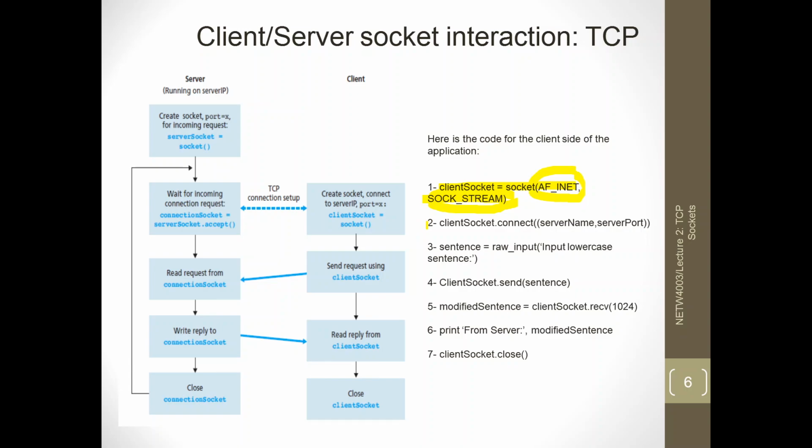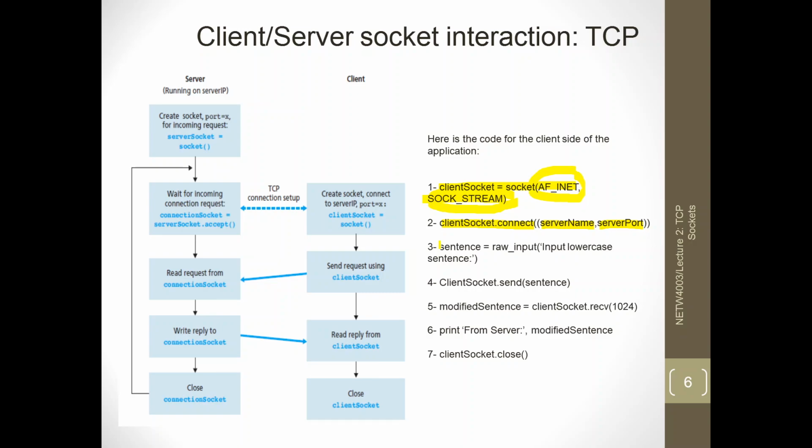The second code line, clientSocket.connect. Before the client can send data to the server or vice versa using a TCP socket, a TCP connection must first be established between the client and server. The clientSocket.connect initiates the TCP connection between the client and the server. The parameter of the connect method is the address of the server side of the connection. After this line of code is executed, the three-way handshake is performed and a TCP connection is established between the client and the server.